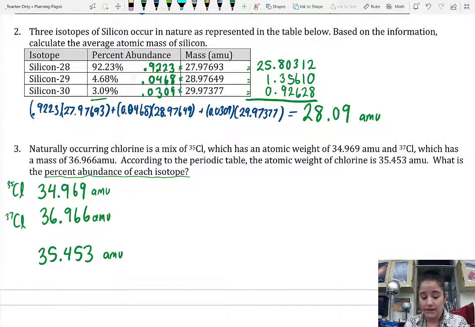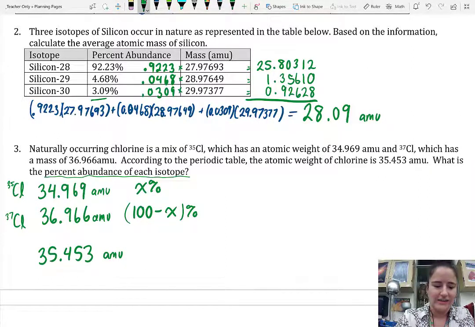Because it doesn't say, we're going to assume that these are the only two isotopes. So you might be thinking, wait, I have two unknowns. But how could you set it up so that you don't have two unknowns? Well, say the chlorine 35 is X percent. If these are the only two isotopes, then this percent is going to be 100 minus X percent. So that's how we can set up our formula and get those percentages.